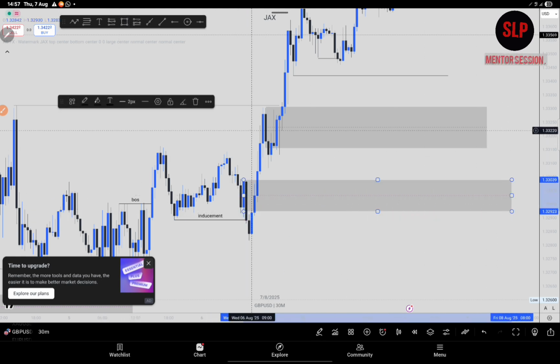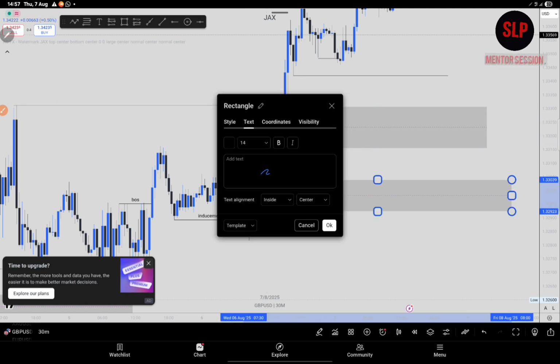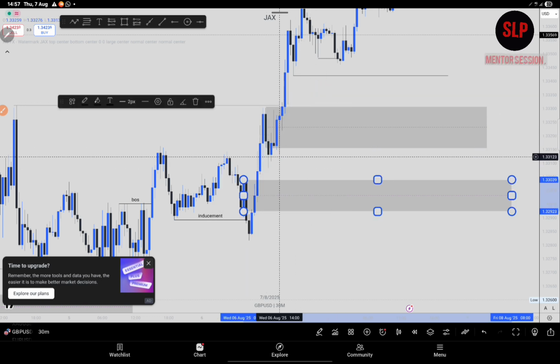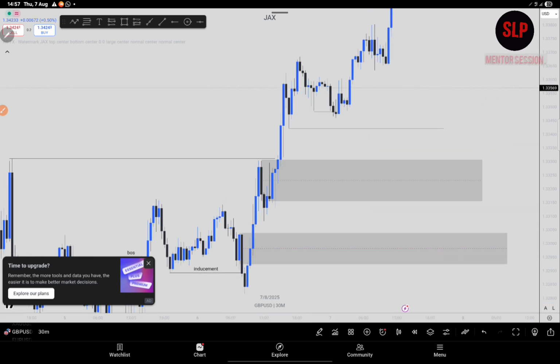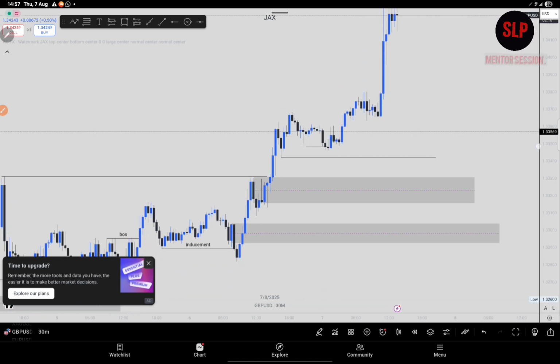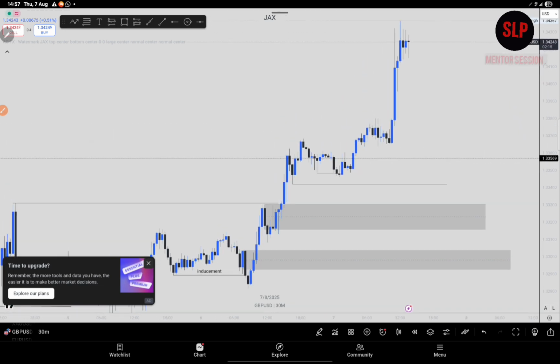Remember that both of them mitigated the 50%. Now this is where taking the point of interest that is closest to liquidity comes in. But even if price took out this, it would still have been valid. Both of them mitigated the discount level. That's what you need to understand. Both of them are valid points of interest. That is a very, very important note.